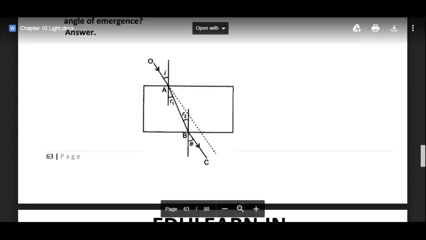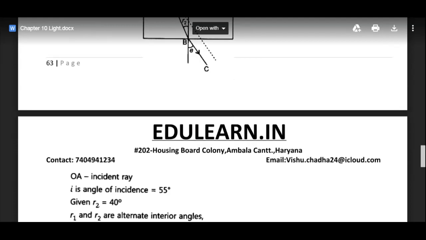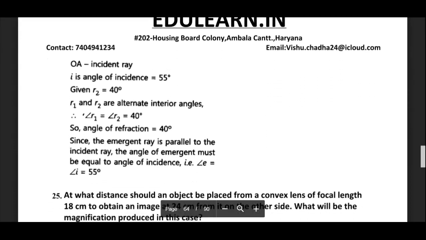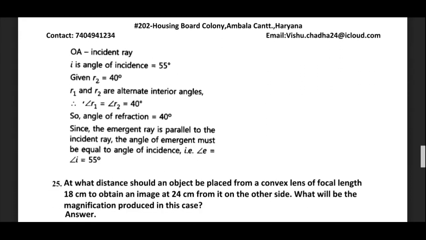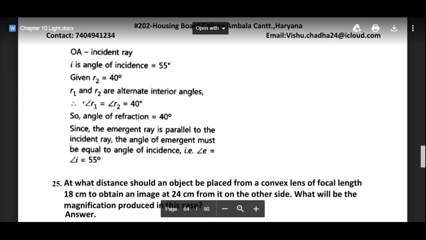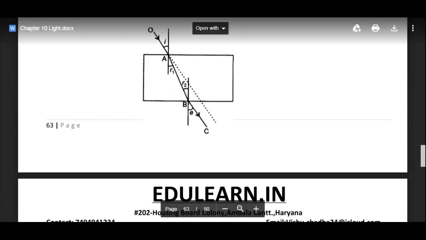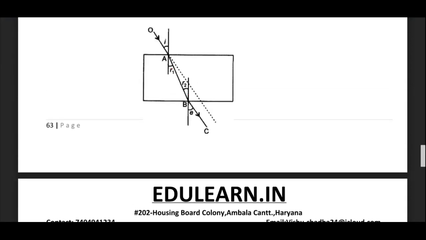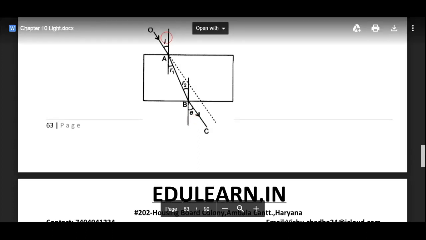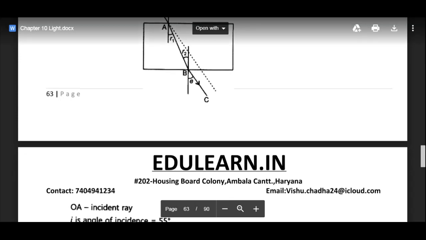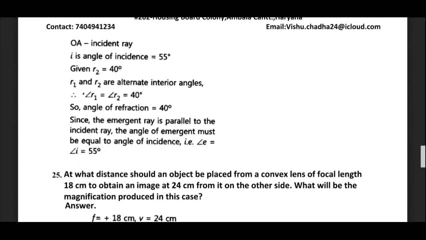So this is 55. This is 40. This is the written explanation part over here. R1, R2 will be 40, right? Angle I and E will be 55. So these two are the angles which we are talking about. This is with the normal, right? This angle will be with the normal, and this emergent angle will be 55, and this I will also be 55. And these two angles will always be the same, right?